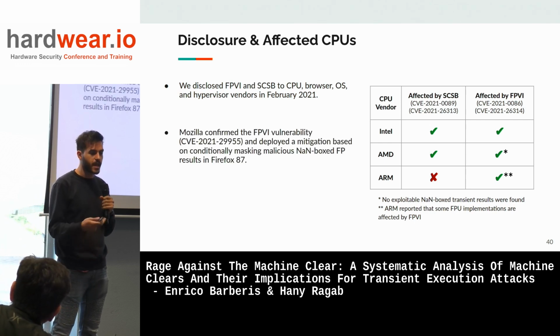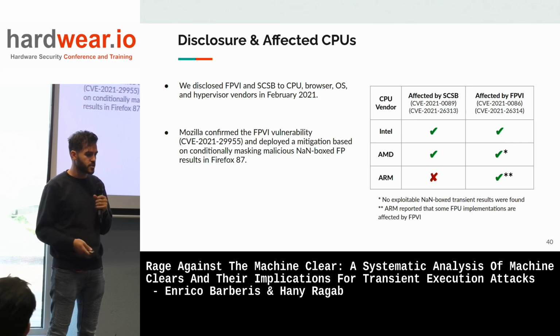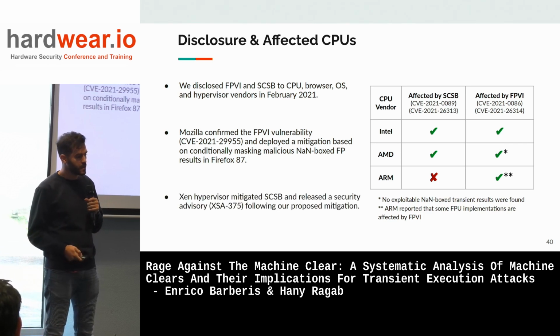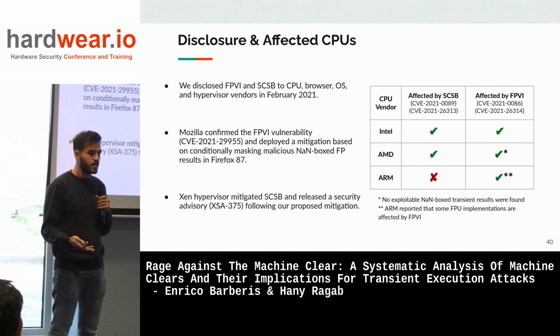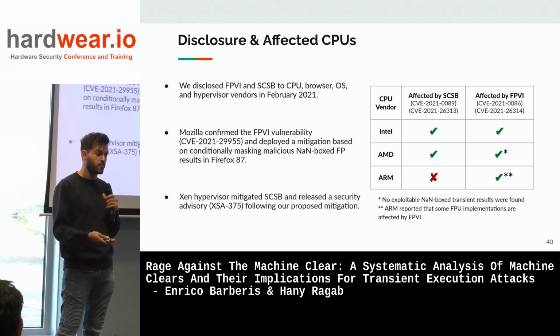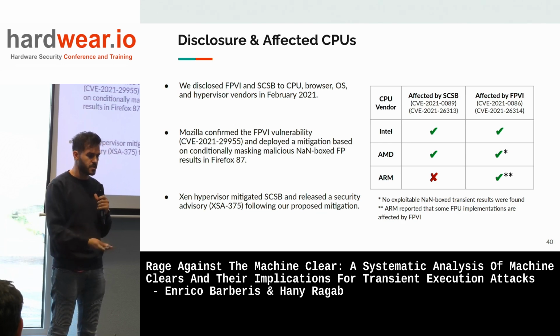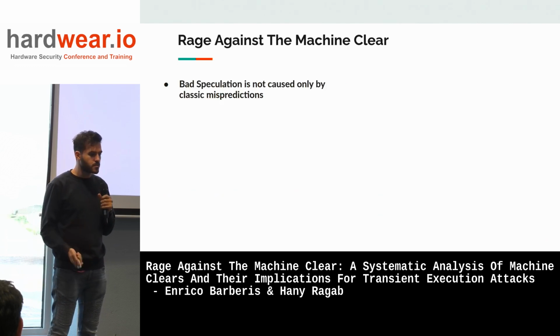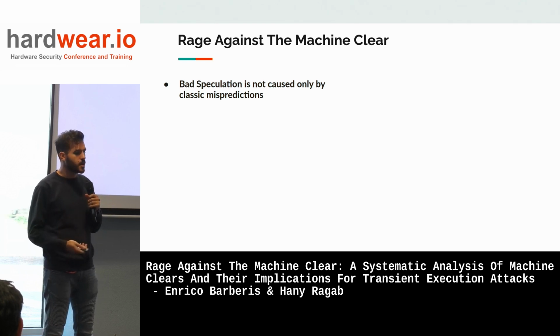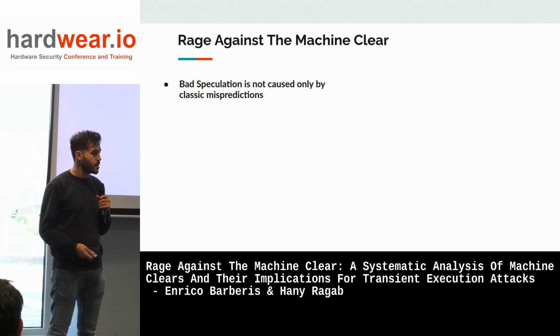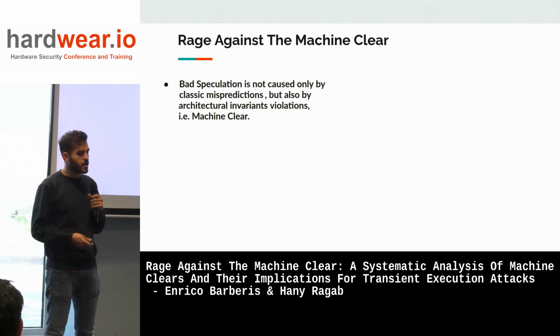Mozilla confirmed the vulnerability and released a mitigation, conditionally masking the NaN-boxed floating point results from Firefox 87 on. And the Xen hypervisor mitigated SCSB, as we were suggesting, by issuing a serializing instruction after we store new code, to make sure that code and data views are coherent. When we execute the new code, we actually execute that and not the stale code that was in memory before.